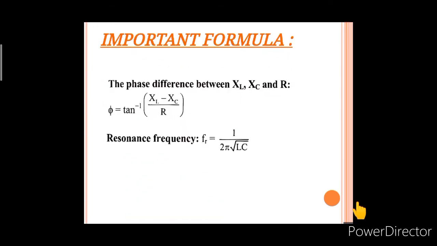Then we can determine the phase difference between XL, XC and R, which is given as phi equal to tan inverse of (XL minus XC) upon R. As well as the resonance frequency F_R is given by the equation 1 upon 2 pi square root LC. So these are the formulas that we will use to solve the numericals of this chapter, that is chapter 13 AC circuits.